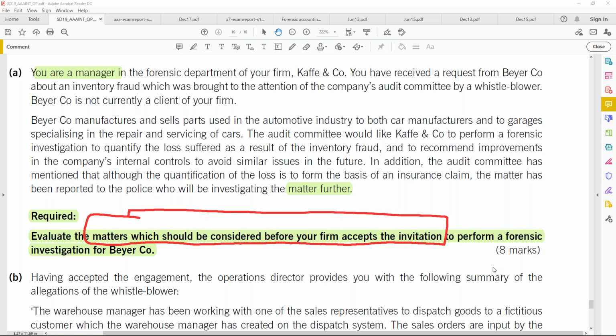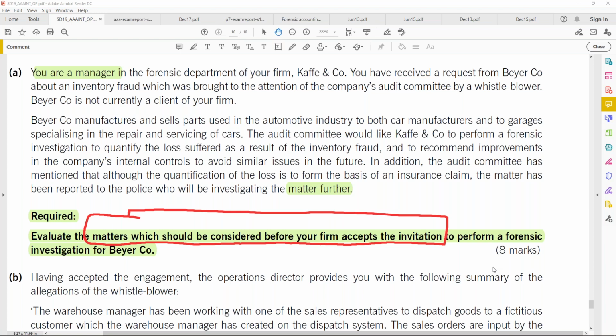Okay, if you have read it, the question is very straightforward. Evaluate the matters which should be considered when your firm is invited. Obviously, the question is of a general nature, and you should know the matters beforehand, but you can find some matters from the case study even.